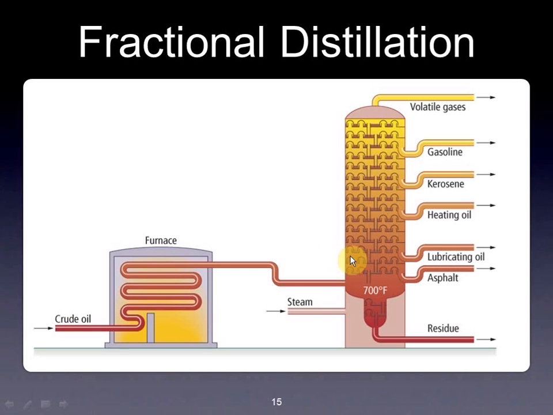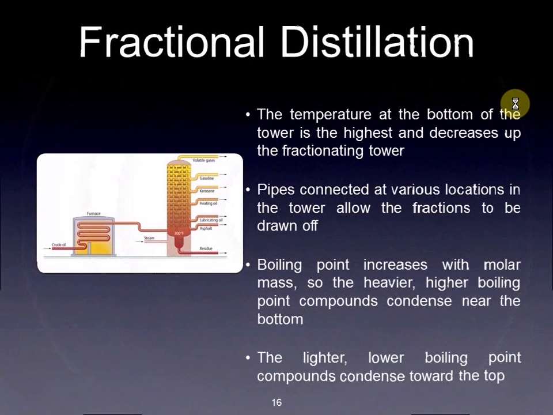And some materials that aren't condensed will continue to flow up the tower. Once those condense, as liquids, they can be drawn off from the mixture of the gases, as the gases keep going up. At the top of the tower, only the lowest boiling point substances will stay in the gaseous state. These volatile gases, like methane, ethane, and propane, can be collected from the top of the tower. Remember that boiling point increases with molar mass. So as a result, the heavier, higher boiling point compounds condense near the bottom of the tower, and the lighter, lower boiling point compounds condense towards the top.